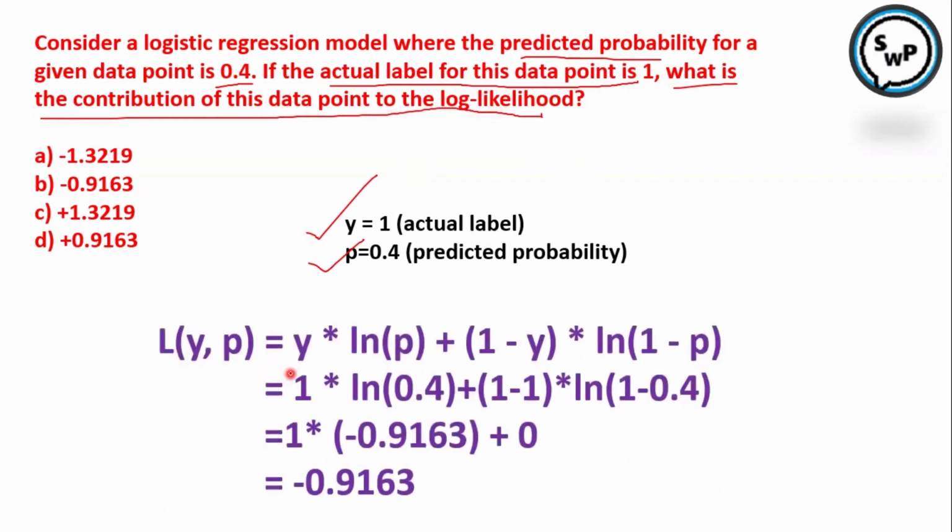Okay. So now we have to remember this equation, that is the log likelihood equal to y into ln p plus (1 minus y) into ln(1 minus p). So this equation we have to remember. So this is, I give 1 star. Okay. So 1 into ln 0.4 plus (1 minus 1) into ln(1 minus 0.4). So if we calculate, then we will find minus 0.9163. So option B will be the answer of this question.